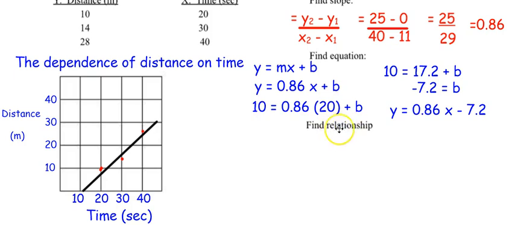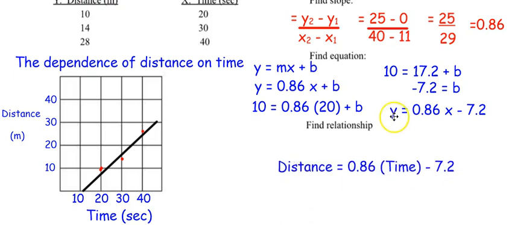And now it says find the relationship, because again, this is a science class. It's not just y's and x's. Well, what is y? Y is distance. What is x? X is time. So I just substituted the y for what y it is, distance. What is x? Time. So this is the relationship I have between distance and time. I've actually answered, in a sense, my title. What is the relationship between distance and time? Well, this is the relationship. Distance equals 0.86 times time minus 7.2. Let's go to the next page.